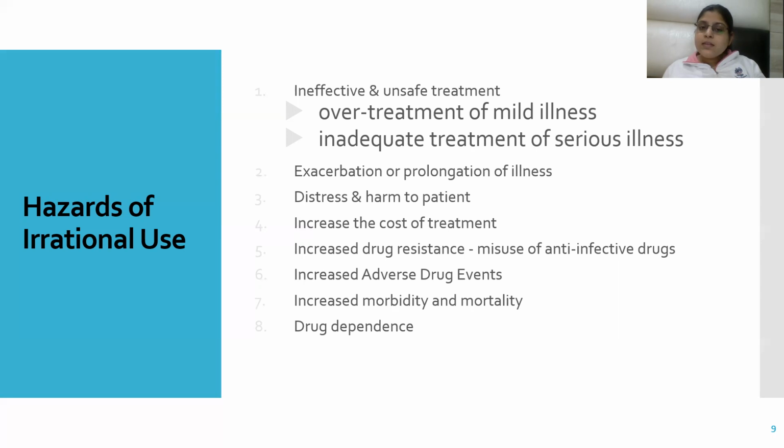Inadequate treatment of serious illness: like in tuberculosis, the 6 month therapy has to be given, and if they do not abide by the 6 months, that can lead to worsening of the illness. Like in cancer, if the patient does not take the chemotherapy or radiotherapy regularly, that can worsen the disease. There can be exacerbation or prolongation of the illness that can lead to worsening of the condition of the patient. Distress and harm to the patient can be there.